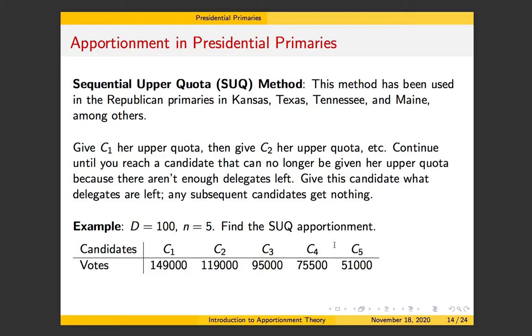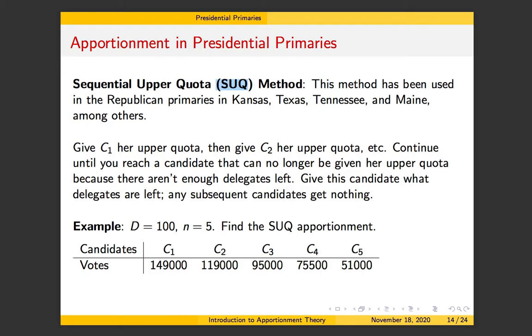This is called the sequential upper quota method, or SUQ, an unfortunate acronym, but it is what it is. I named this, by the way, without thinking about the acronym, but this is the most natural name. The abbreviation is not supposed to have any sort of judgment involved. And this method was used in Kansas, Texas, Tennessee, and so on.